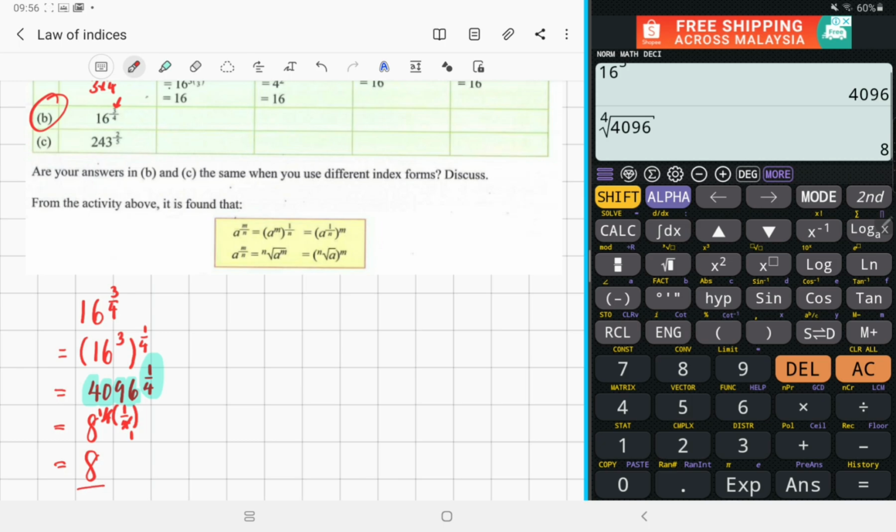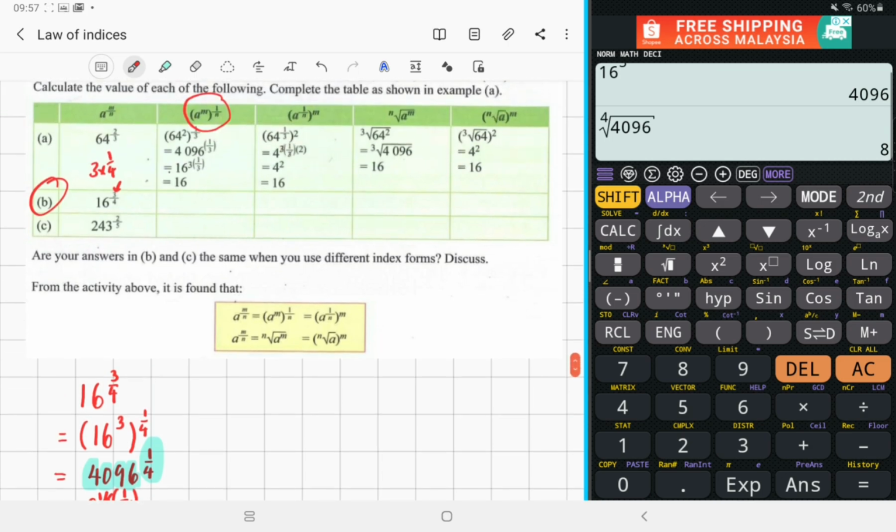Okay, answer is 8. Alright, now, if 16 to the power of 3 over 4 we write in this form, 16 to the power of, in bracket, 1 over 4, to the power of 3. This one will be equal to, now we look at what number, when to the power of 4 we get 16, because we want to simplify this 1 over 4. So the value is 2 to the power of 4.